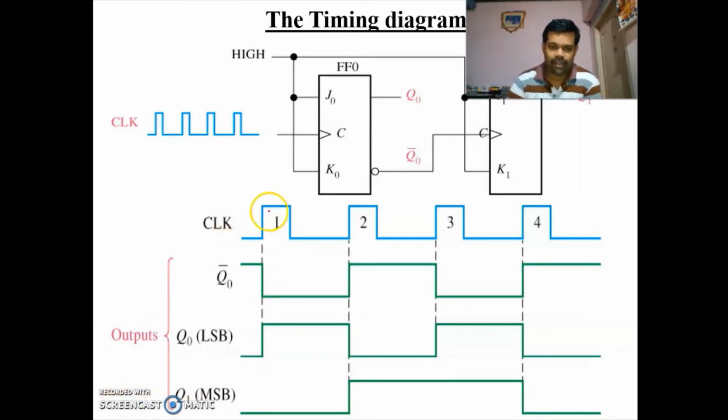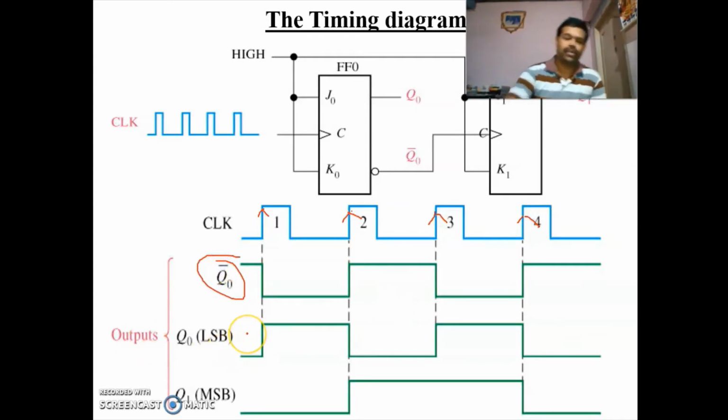So how to draw the timing diagram? First you have to draw the clock. Then you have to mark the positive edges. This is the positive edge. This is the positive edge. This is the positive edge, and this is the positive edge. Now you forget about this Q naught bar. You leave some space, then we can draw this Q naught bar later. Without Q naught bar also we can write the outputs Q naught and Q1.